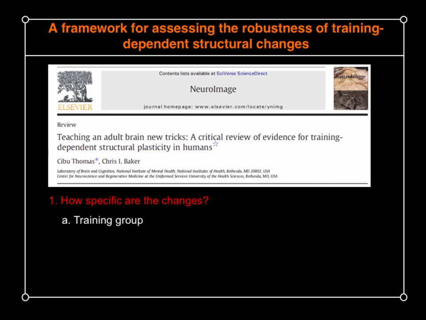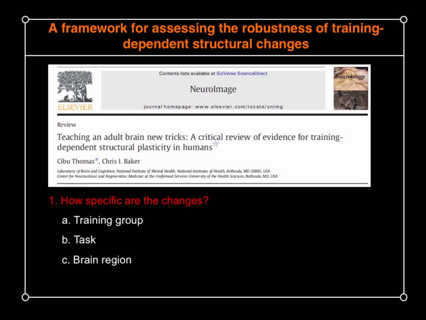And so one way to ask is, even if you're designing an experiment or if you're reading a paper that describes results about how training changed the brain, you can ask if these changes are specific to the training group, are they specific to the task, or are they specific to the brain region, right?